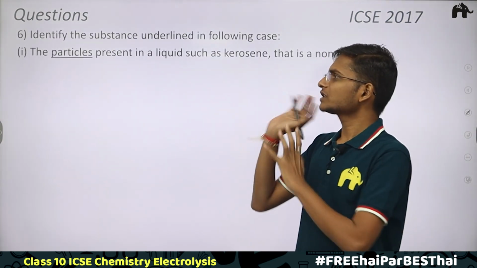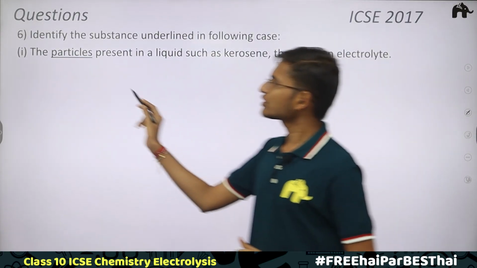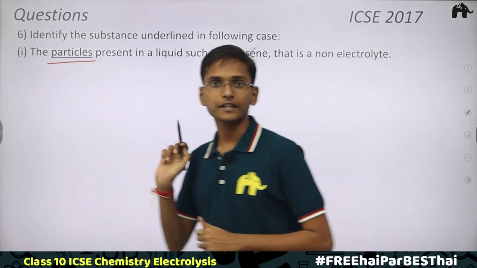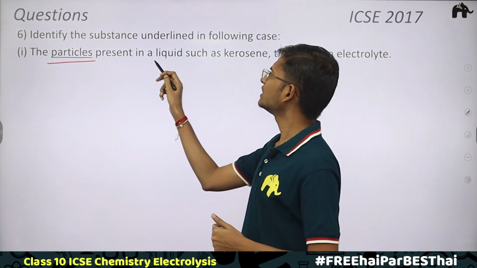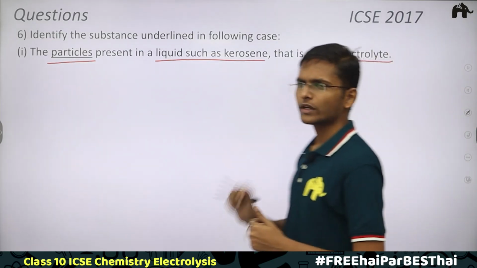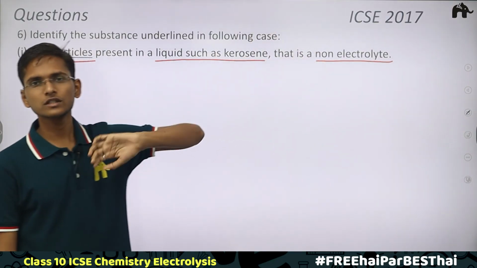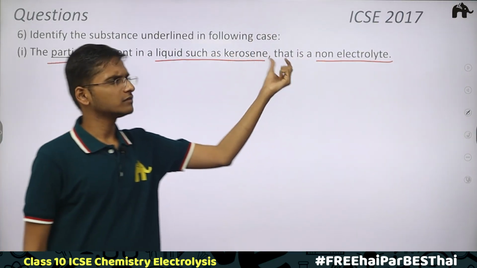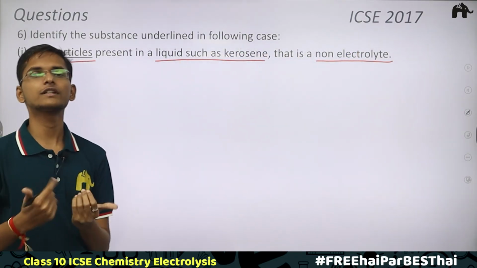Okay, now seeing the last question. Identify the substance underlined in the following case. So what is the substance underlined? Particles is underlined here. Now what is this case? The particles present in the liquid such as kerosene, that is a non-electrolyte. Even if they had not told us what kerosene is, we could find the answer, right?